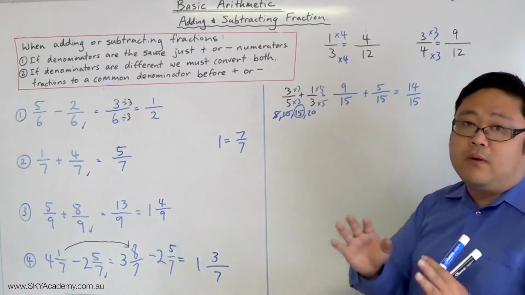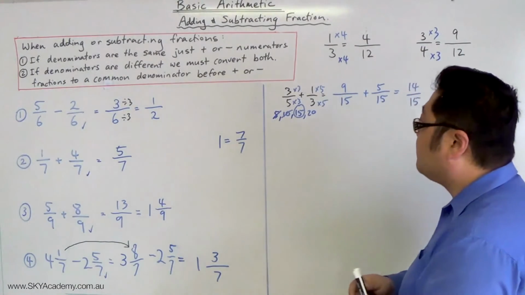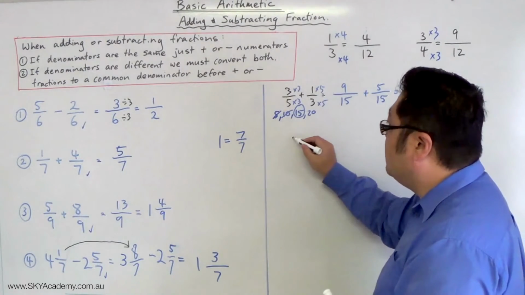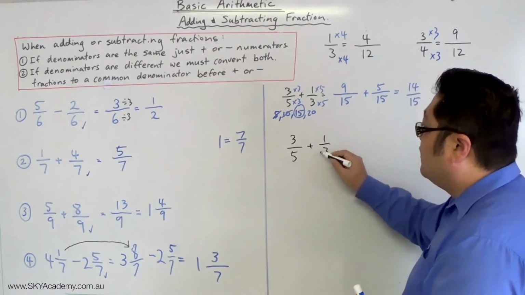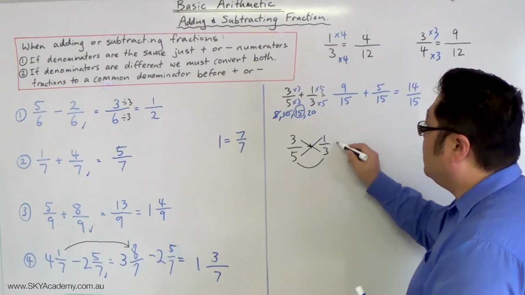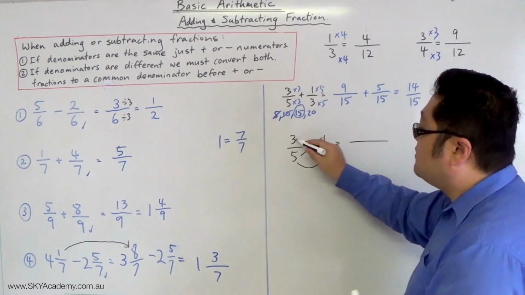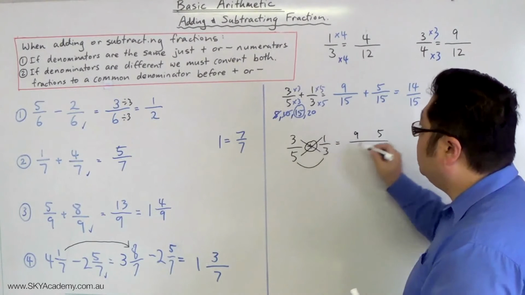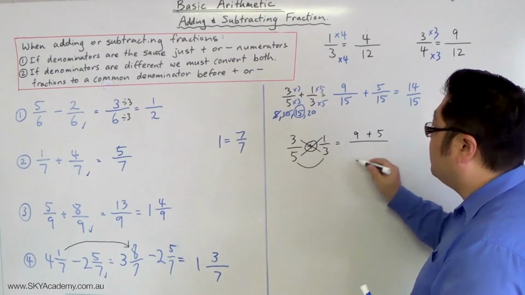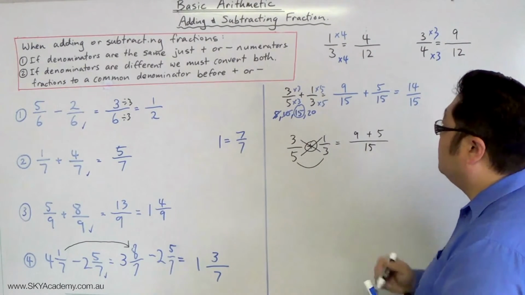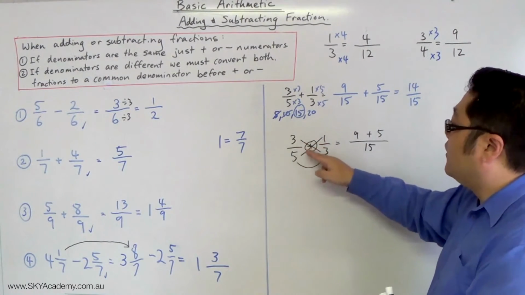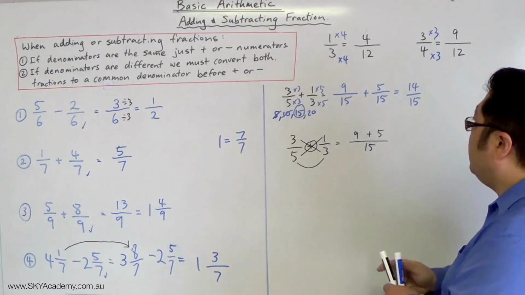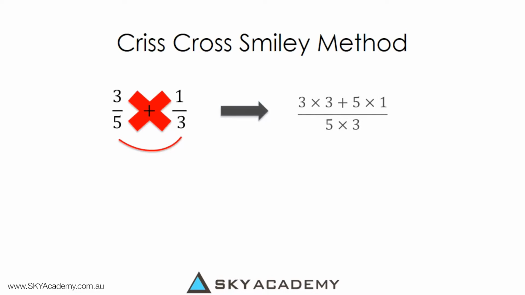Another method that you may have come across in different circles is probably called the crisscross smiley method. Basically, the crisscross smiley method goes like this: criss, cross, smiley. Your criss is 3 times 3, which is 9. Cross is 5 times 1, which is 5. Because you're dealing with an addition, you put a plus sign there. Smiley is 5 times 3, which is 15. So you got the criss, the cross, and the smiley, and you end up with an answer of 14 over 15. You come to the same answer there, right?